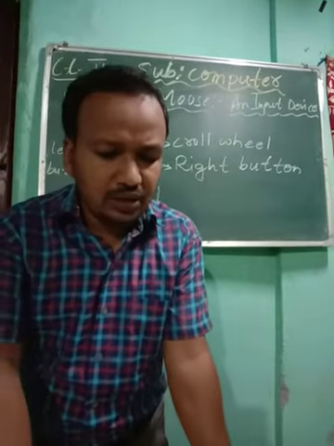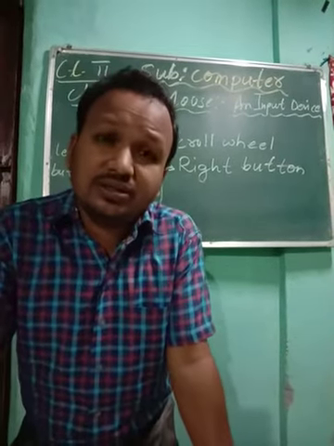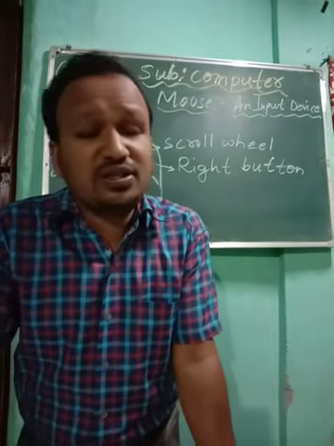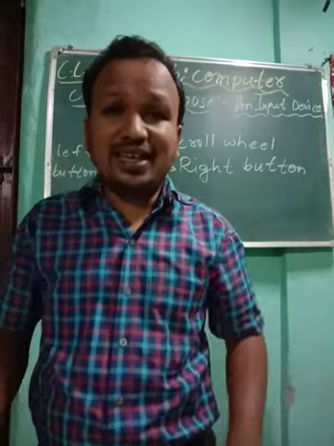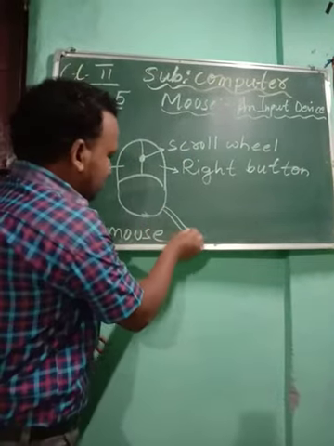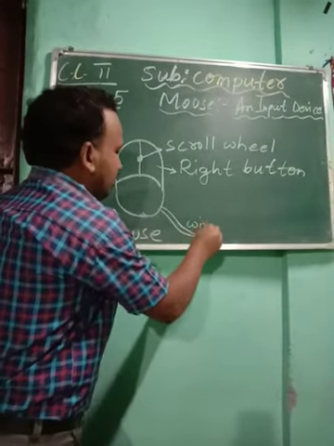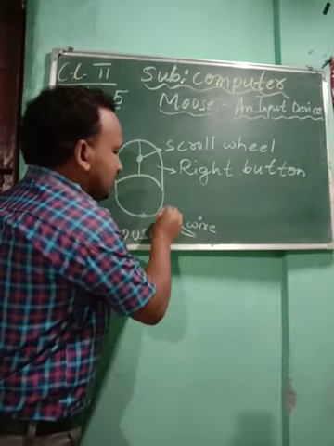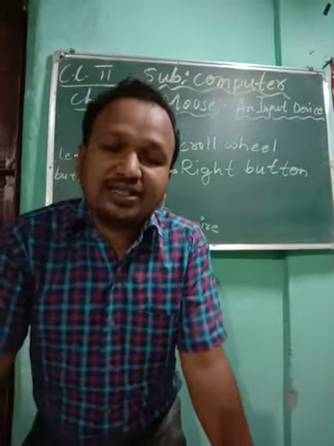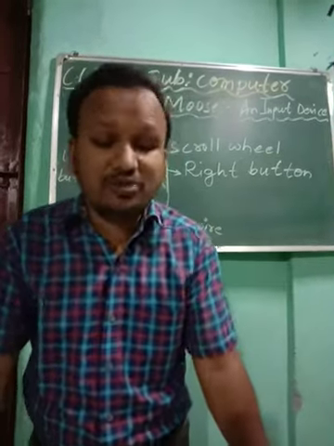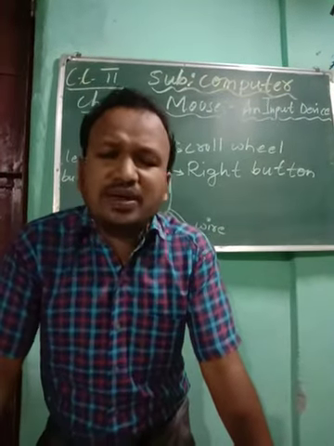Do you know why it is called a mouse? You have seen a mouse at home, and it has a tail. Here also it has a tail. This wire is like the tail of a mouse. It has a long tail, a long wire, that's why it is called a mouse. It moves very quickly on the screen.